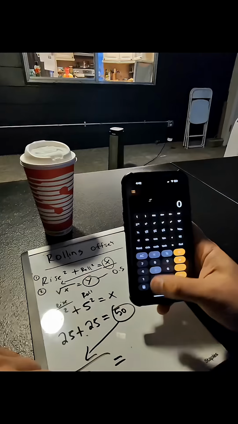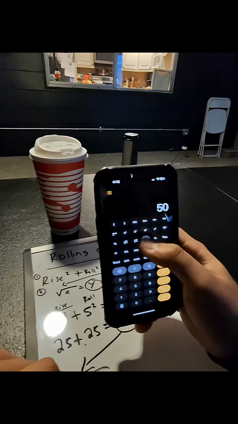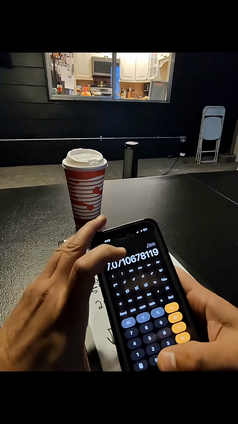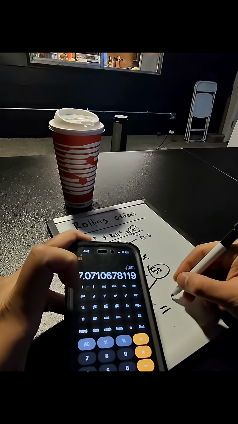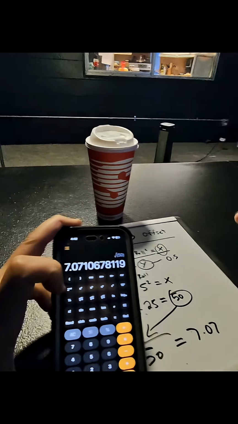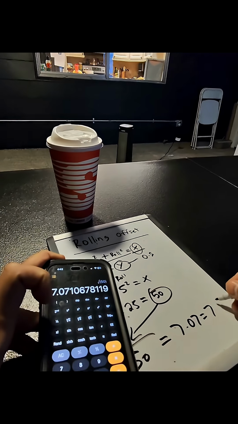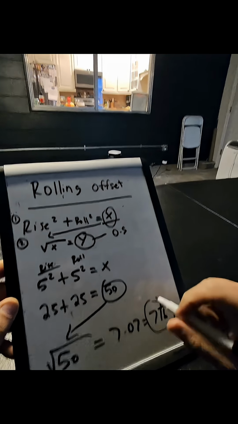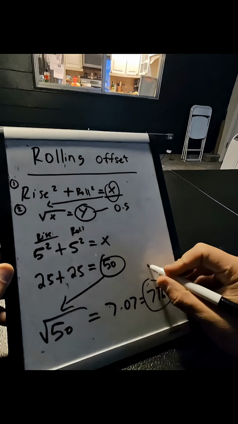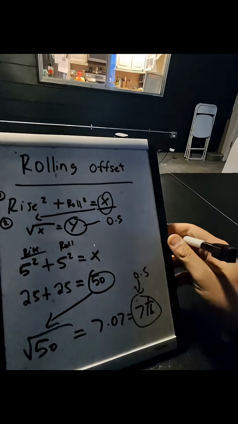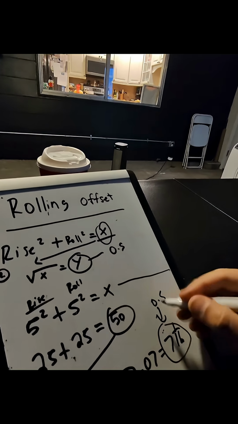Equals 7.07. So that is our decimal. We're going to round that to, say, 7 and 1/16. We have 7 and 1/16. That is our actual offset size. So right there, I'd put OS for offset, even out in the field. But that is our offset size.